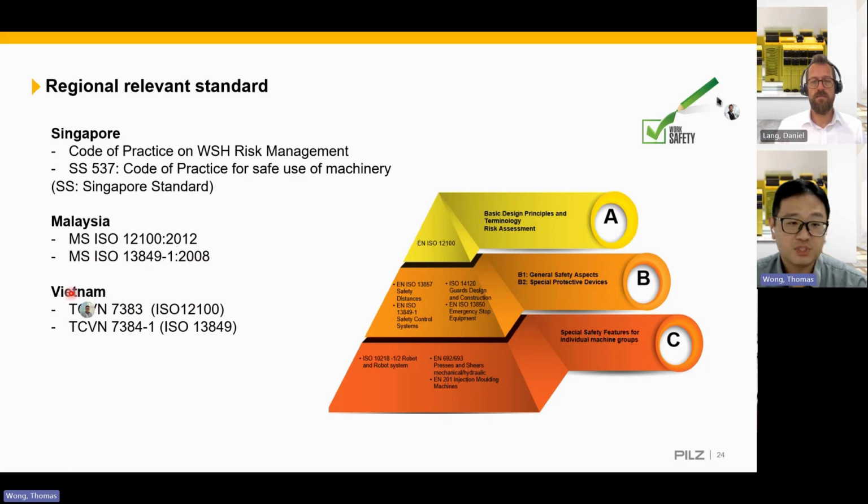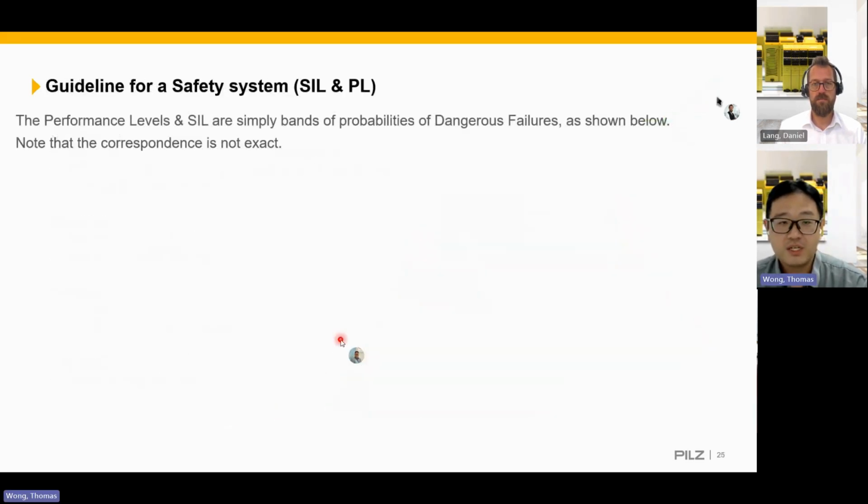And for Vietnam, they're using TCVN. This is TCVN 7383, which is talking about risk assessment. TCVN 7384-1 is talking about ISO 13849. And lastly, for Thailand, it's all harmonized with the ISO as well. As mentioned, I'm going to touch more on the SIL and performance level. So what are they? They're a simple band of probabilities of dangerous failure.